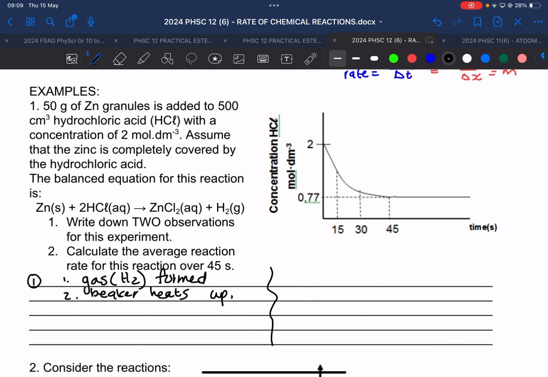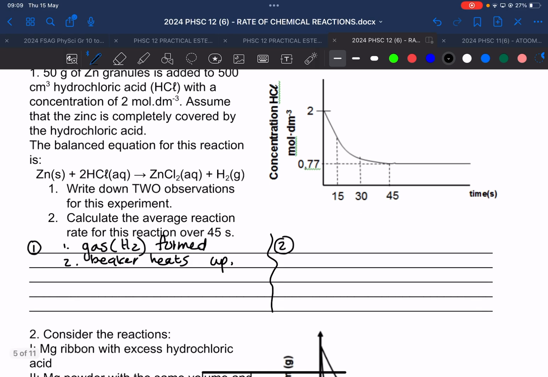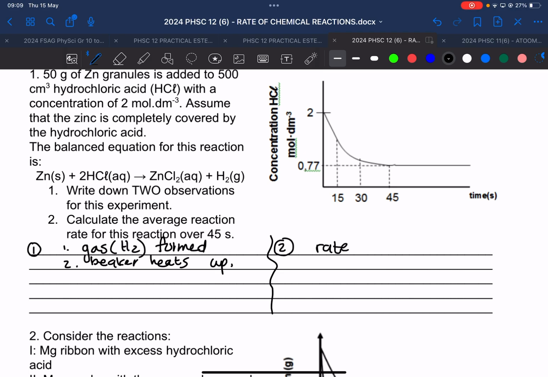All right, then the next question they ask you there, calculate the average reaction rate for this reaction over 45 seconds. Okay, so they say over 45 seconds, it's meaning from the start to the finish. Okay, so they didn't ask just for one section. Okay, so the rate here we see is going to be the change in concentration, because that is what we have on our y-axis, over the change in time. And change means final minus initial.